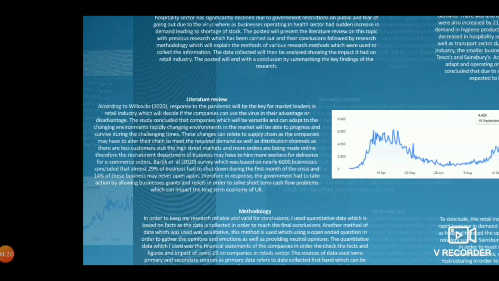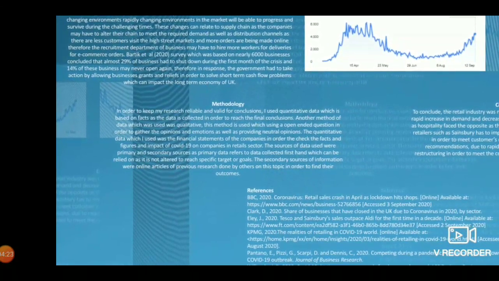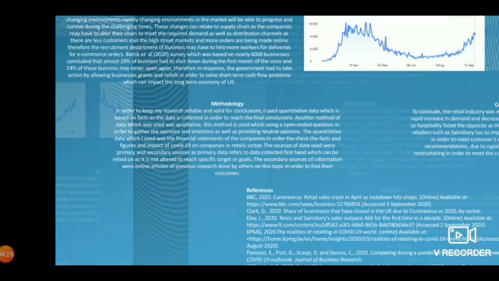Research methodology. In order to keep my research reliable and valid for conclusions, I used quantitative data, which is based on facts and statistics. This data can be relied on and is less altered in comparison to qualitative data, which is mainly based on opinions and interviews or focus groups. Qualitative data is more of an open-ended question which can lead to people's opinions and emotions.